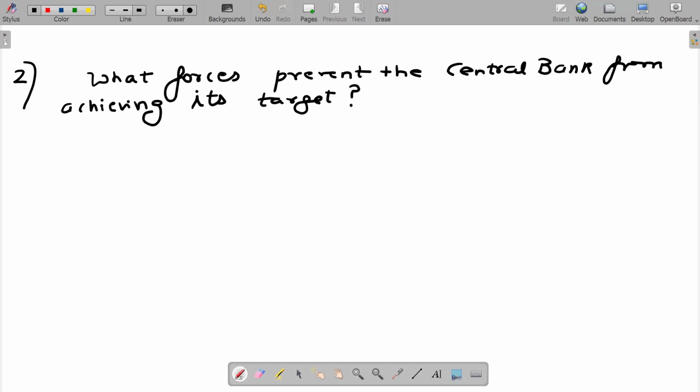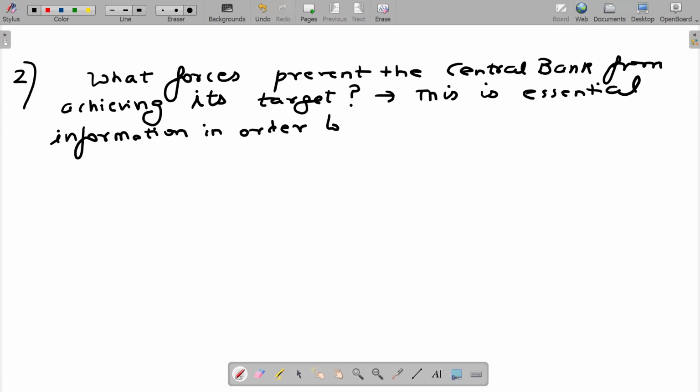The central banks need to assess these forces in order to make sure that stabilization is achieved. So I can write that this is essential information in order to assess the prospects of economic stabilization.